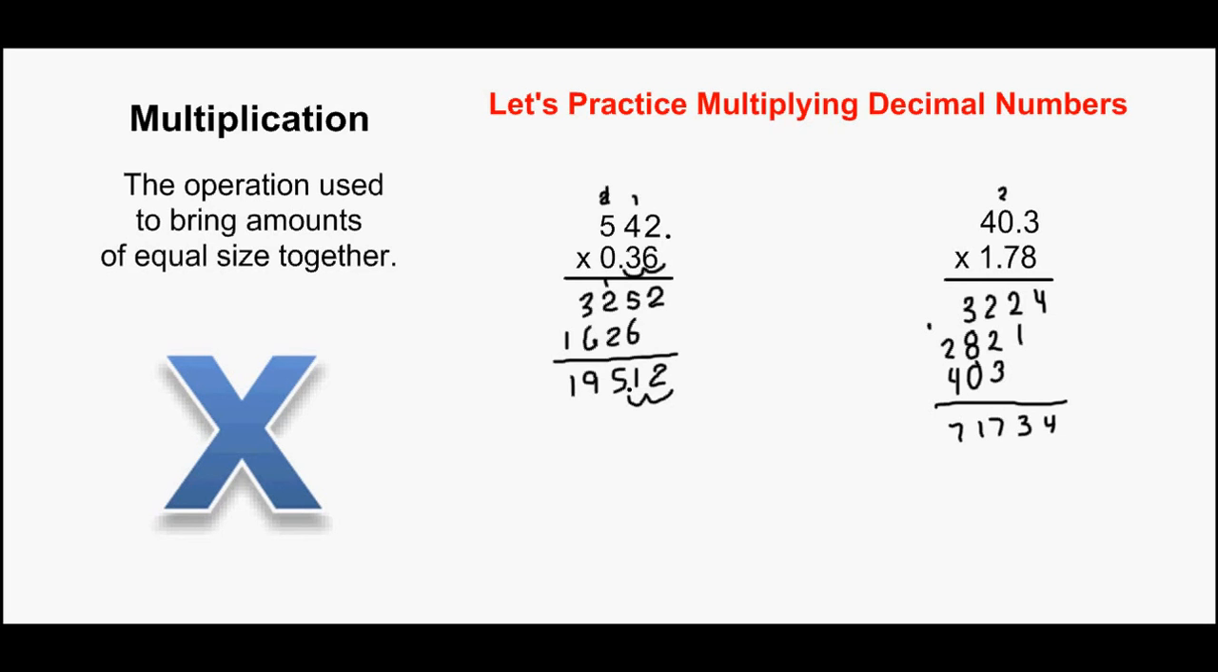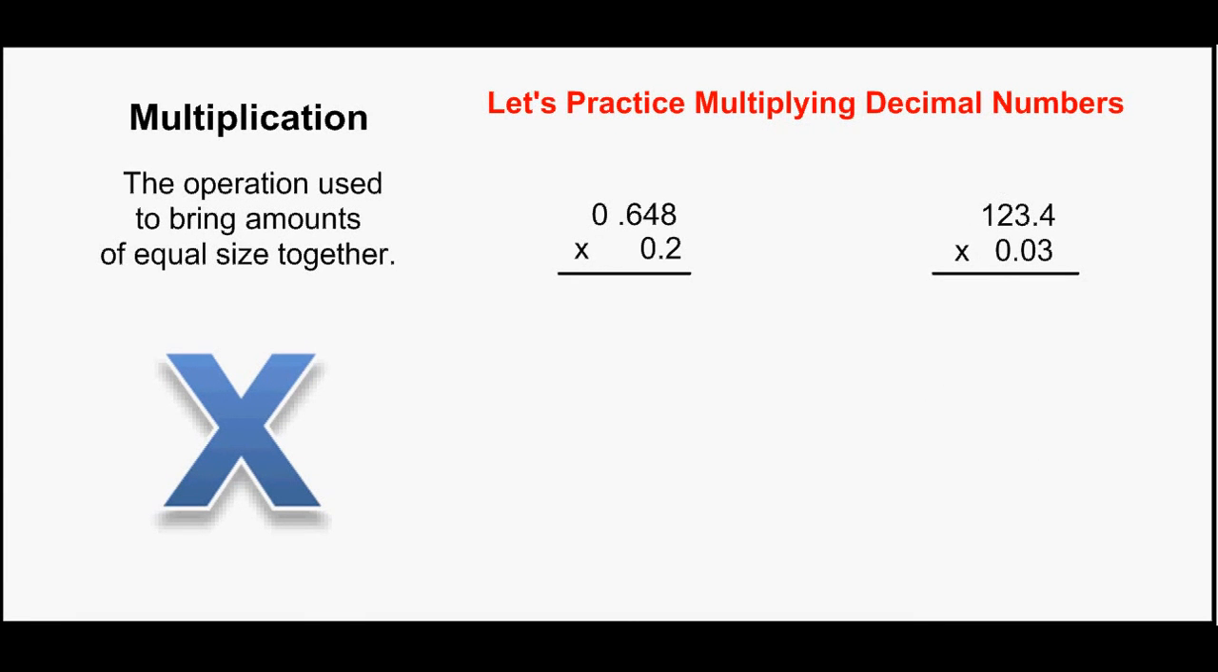And place our decimal. Let's count the decimal places in both our factors. 1, 2, 3. So we move our decimal 1, 2, 3 places from the right. Our answer is 71 734 thousandths.